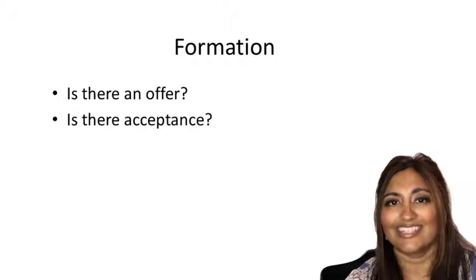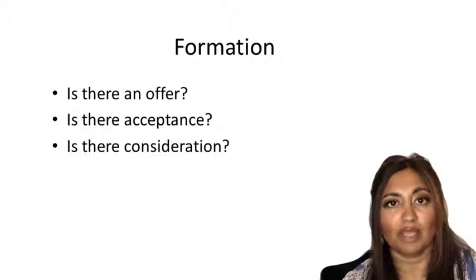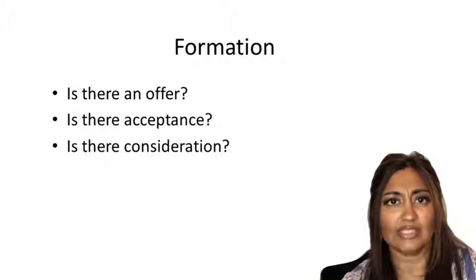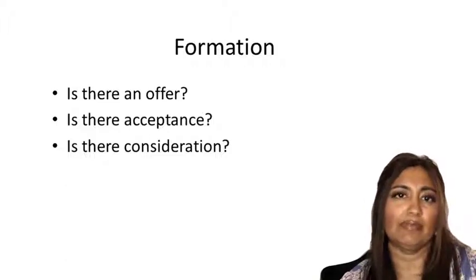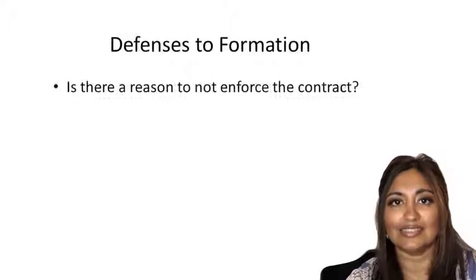Second, we're going to be talking about formation. That is, how is a contract formed? And there are going to be three very essential elements to contract formation. And that is going to be the offer, the acceptance, and consideration. Those are three of the essential elements to forming a contract. And, in our first segment, after discussing what law applies, we're going to spend a good amount of time on formation.